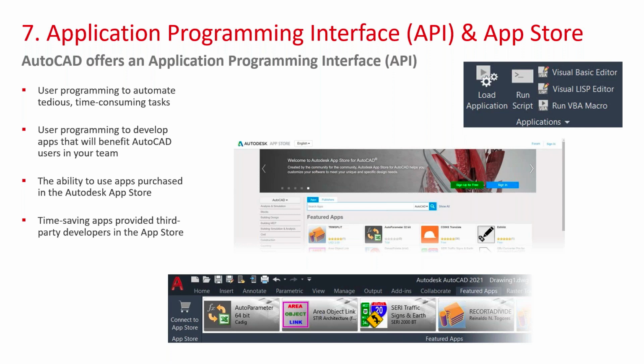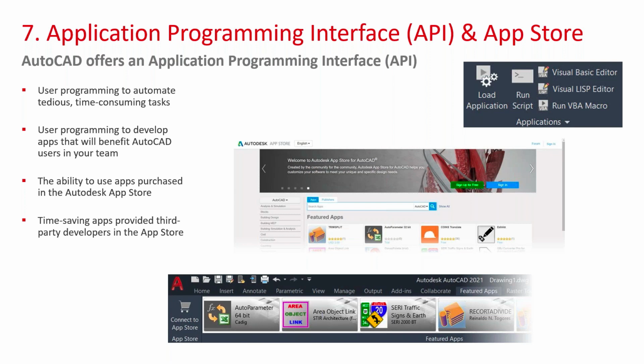And there's an applications panel there. You can see it on the slide top right, where you can load up the application and then run the script, for example, if you want to run the script within AutoCAD itself. And what you're doing there is utilizing user programming through the API to automate some of those tedious, time-consuming tasks. So, for example, RevCloud is a really good one. That was developed using the API.